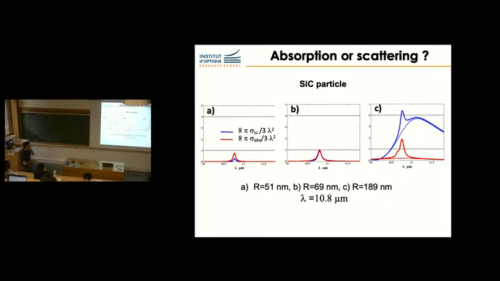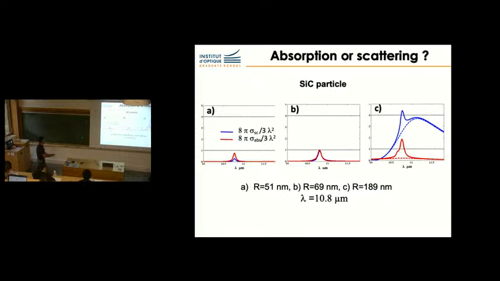I'm coming back here to some more details on absorption and scattering. So I'm plotting here for silicon carbide particles. Silicon carbide behaves as a plasmon, but it's not a surface plasmon, it's a surface phonon. The reason epsilon is negative is that we are exciting a resonance, which is not due to electrons but due to phonons. From the electromagnetic point of view, you have an epsilon which is negative. It's the same. They have the same resonances. And you can have a resonance when epsilon equals minus 2.